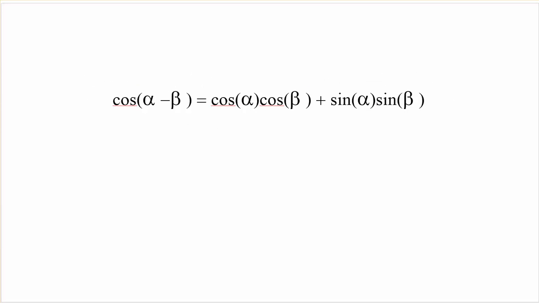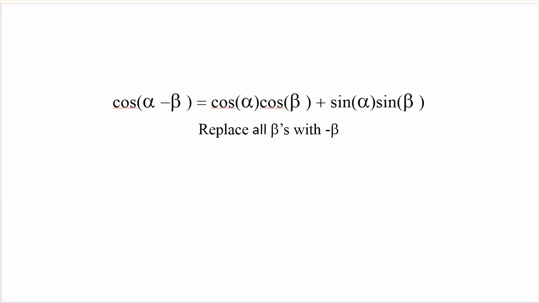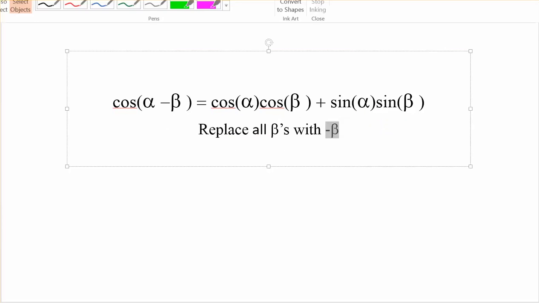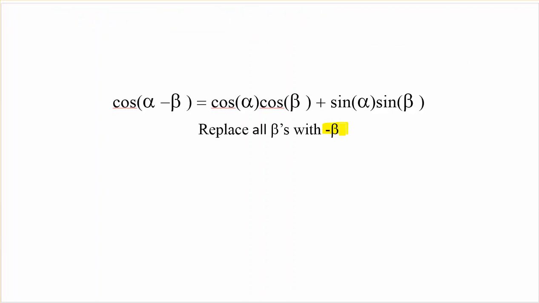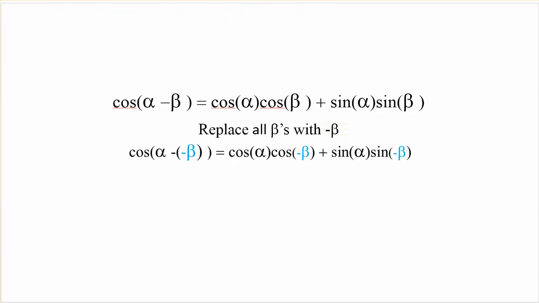We always start with our given. And so we know that cosine alpha minus beta is equal to cosine alpha, cosine beta, plus sine alpha, sine beta. And then the little trick that we're going to do is we're going to replace all the b's with its negative counterpart. Okay, so we're with a negative b. And once we do that, we'll have the following.